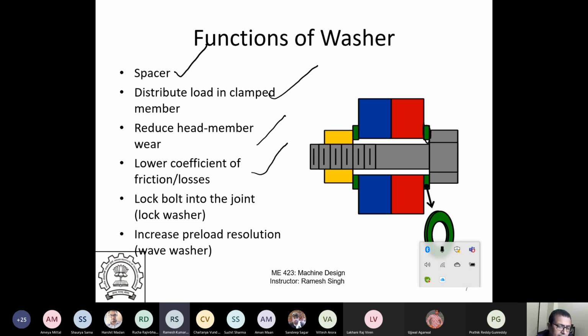Friction is lower. It locks the bolt into the joint, so there's a lock washer also. And then there is an increased preload. There's also a wave washer which can do increased preload, so that the bolt is under tension to begin with. So these can be the functions of a washer. All these things that you see and take for granted, right? Bolts and washers, these are real engineering components. Once you look at it, you'll have more appreciation for it.